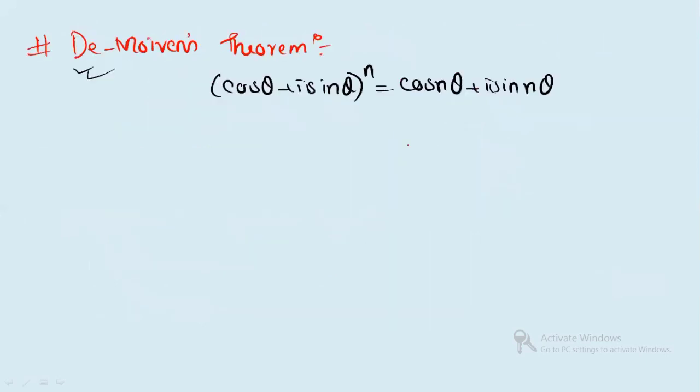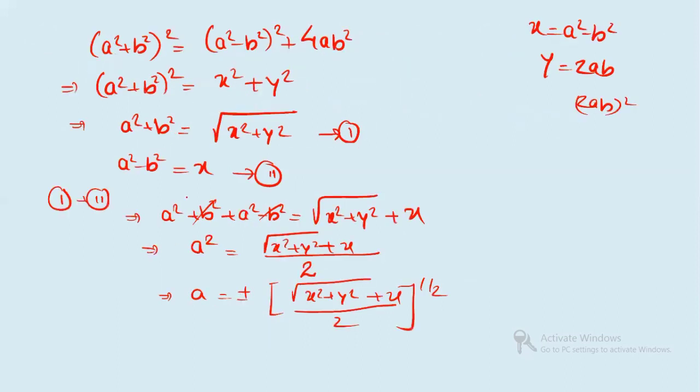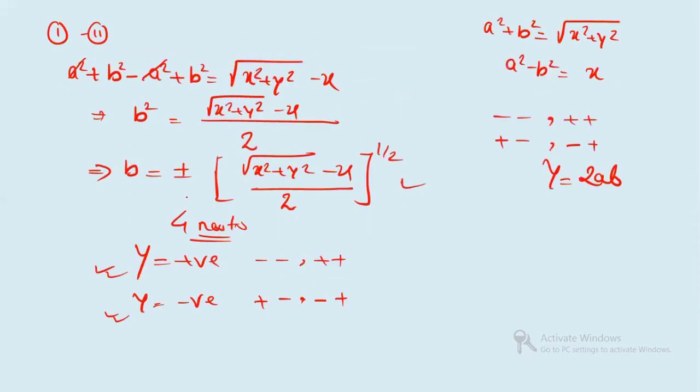Clear? Then De Moivre's theorem: cos theta plus i sin theta whole to the power n. So n will come with the argument, right? n is nothing but an integer. Similarly, we can find the square root of a complex number. We have to remember that the square root of a complex number will be a complex number. So these are the steps for how you can find it. Using different relations, we will get the values of a and b, which will give us the square root.